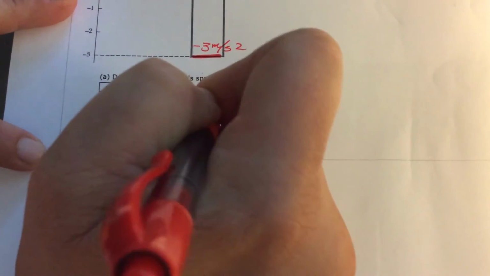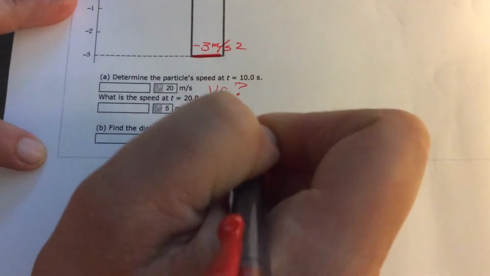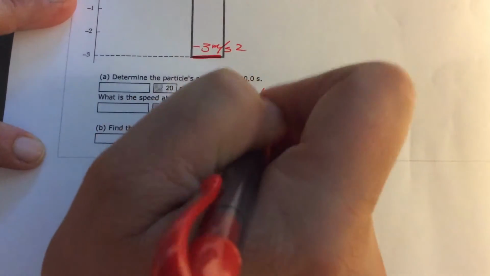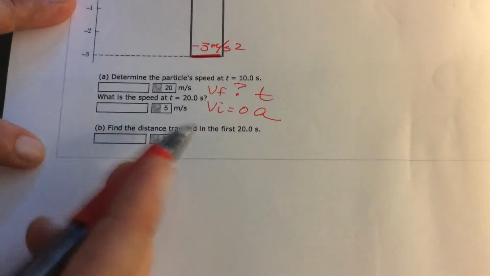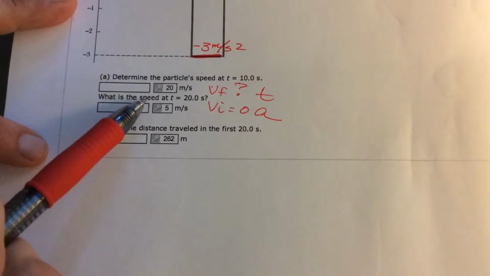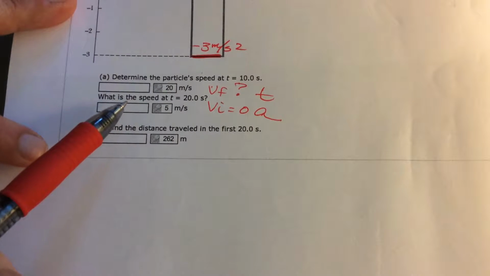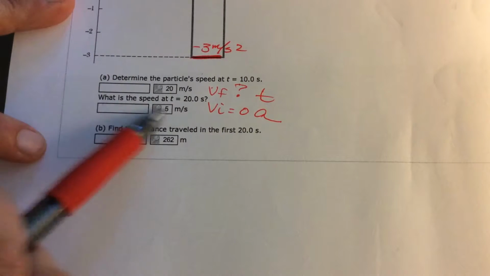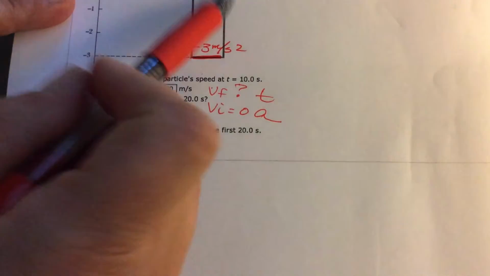So let's face it, what are we trying to find? We're trying to find VF. And it tells you in the beginning of the problem that you start from 0. And you know the time, and you know the acceleration from the graph, and you're solving for VF. That's a pretty straightforward kinematic relationship. Just find the formula that works for you and plug and chug. What's the speed at 20 seconds?